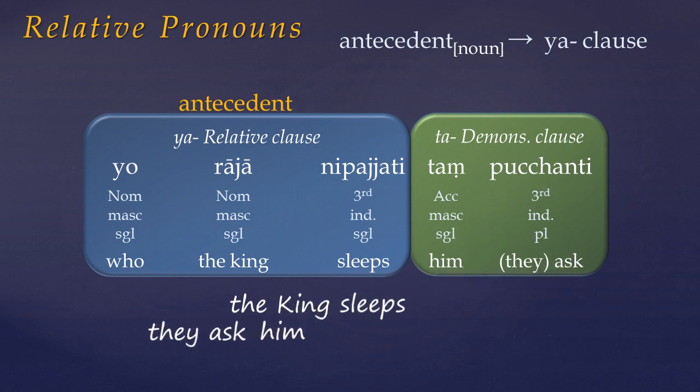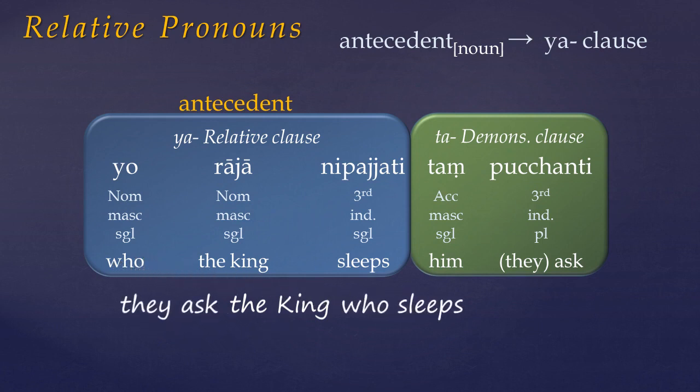Sometimes when I'm unsure about a relative clause, it's useful to isolate the antecedent and form the two clauses separately, like we did in the first example in English. So in this example we get the king sleeps and they ask the king. Now if we bring these together, it actually makes more sense to append the relative clause rather than embed it, so we get they ask the king who sleeps.